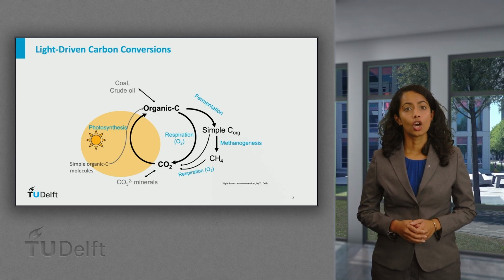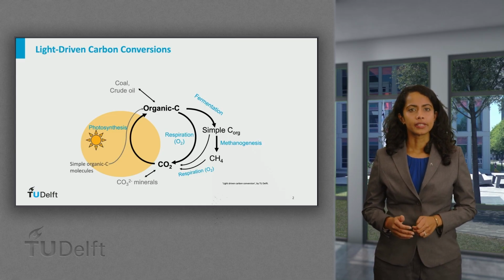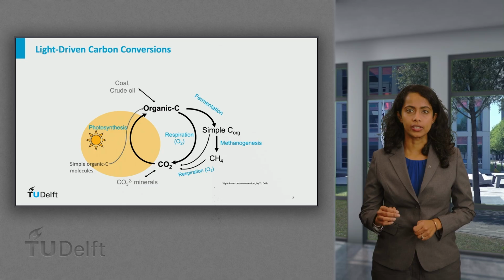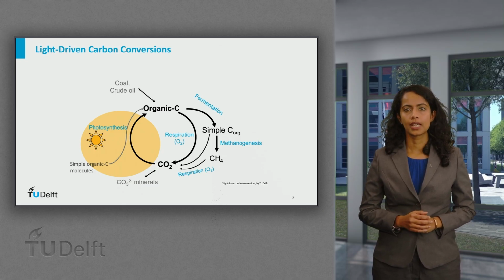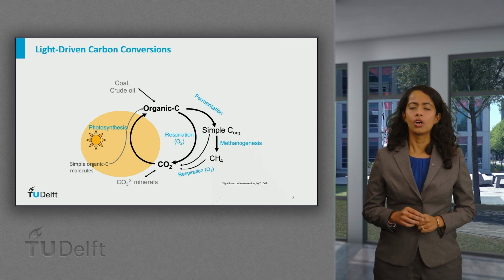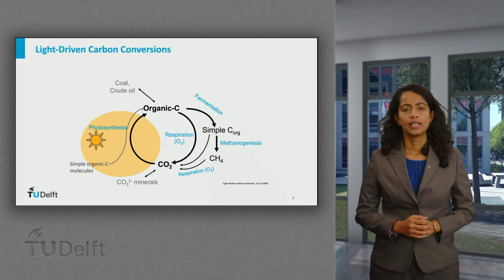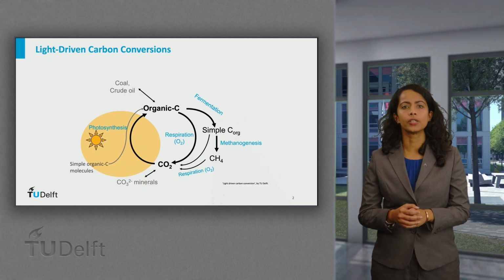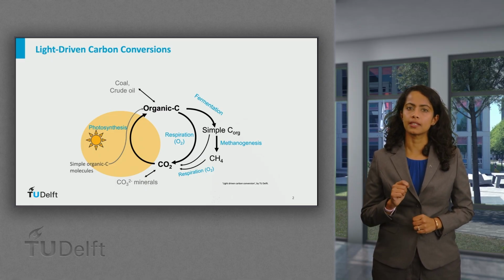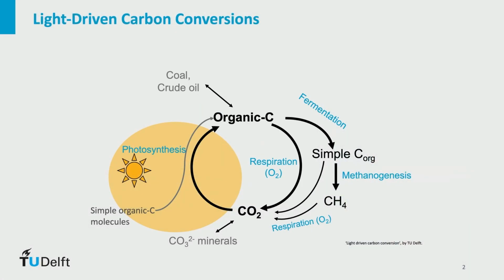In previous lectures on carbon conversions, you learned that carbon dioxide or CO2 from the atmosphere is fixed into organic carbon, typically as biomass or related products. This organic carbon can in turn be converted back into CO2, forming a closed carbon cycle. Now, the conversion of CO2 into organic carbon or biomass precursors takes place primarily through photosynthesis.